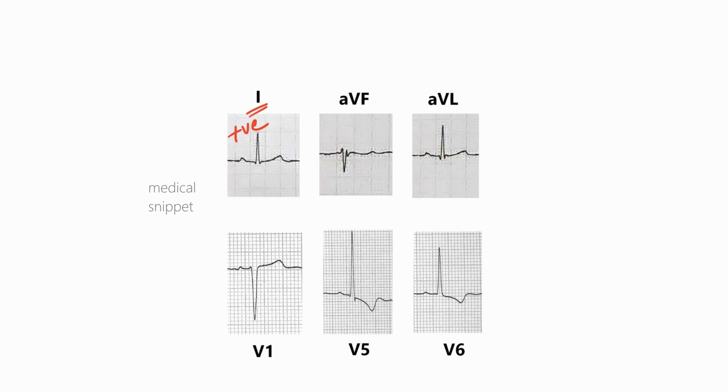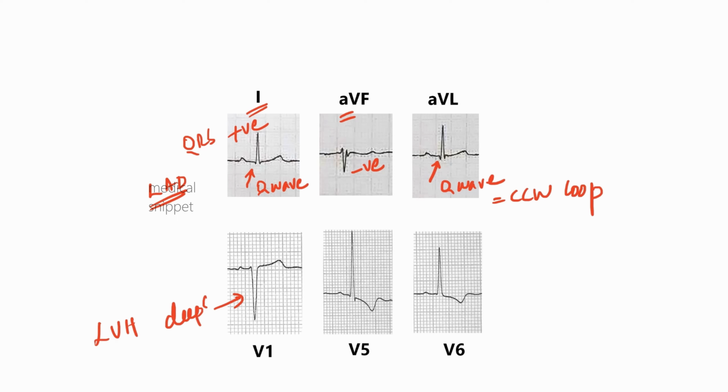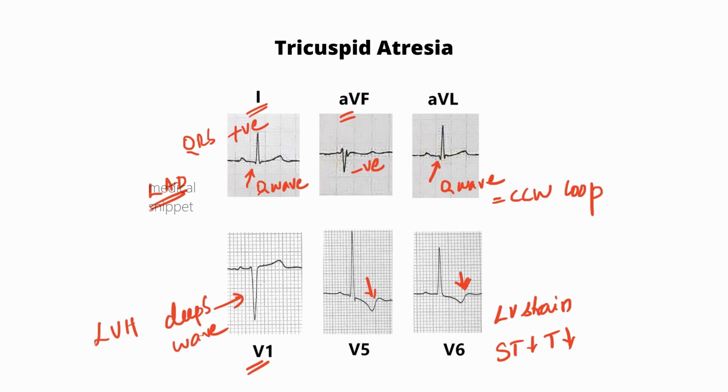In this ECG, there is left axis deviation. There is counterclockwise looping as the previous ECG, but there are no RV forces. There is only LV strain pattern. These findings are consistent with tricuspid atresia.